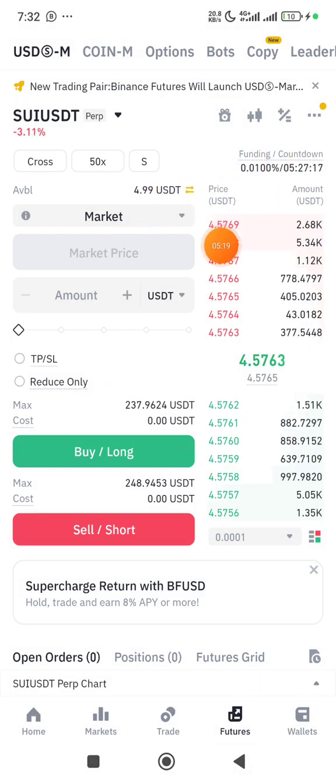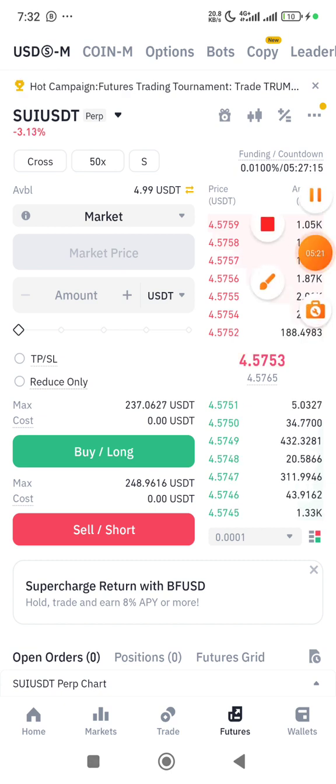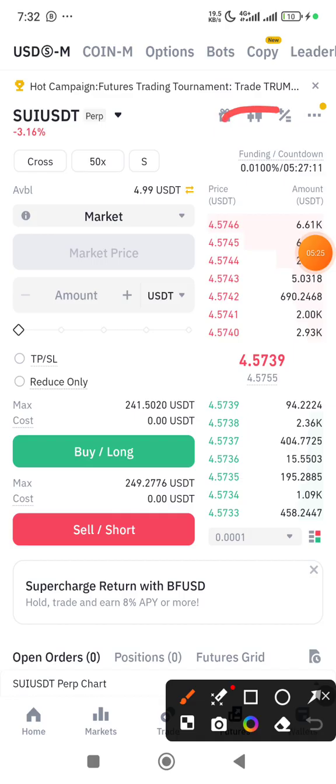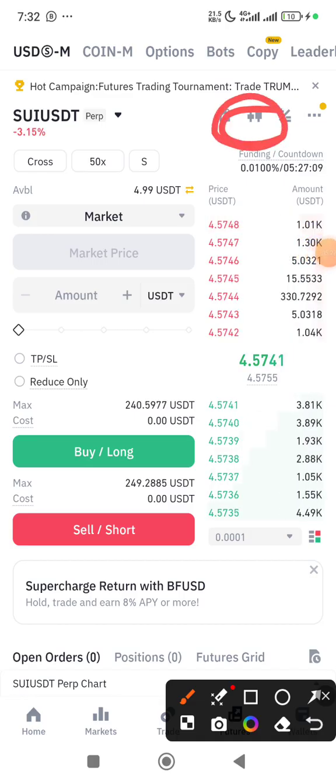Number two is this icon here, this candlestick icon here, gives you the opportunity to view the chart very well.